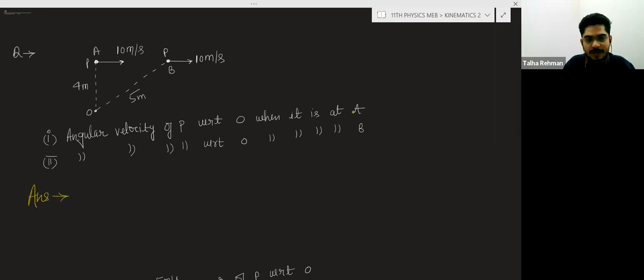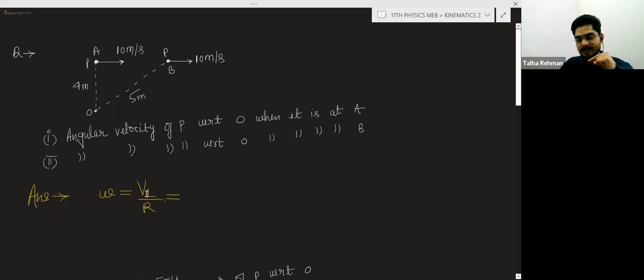So now you will apply this general formula: omega is equal to V perpendicular divided by R. This is always valid. What is the meaning of V perpendicular? It is the velocity perpendicular to the distance or radius with respect to the point. Now they are asking from this point O, so in this case this will be your radius R, that is 4 meter.